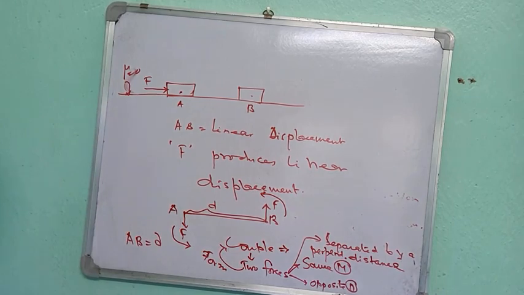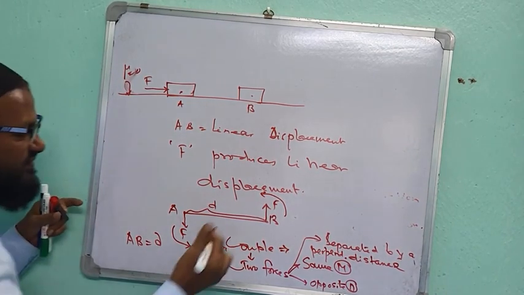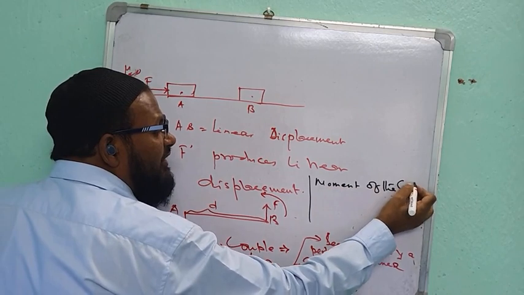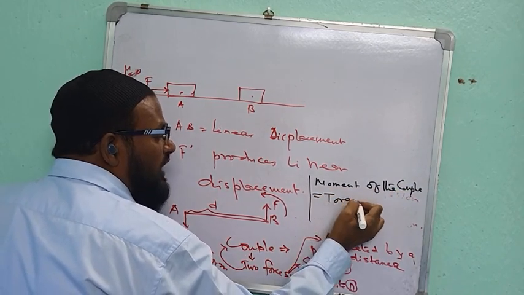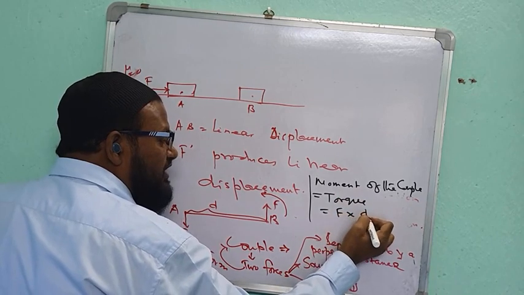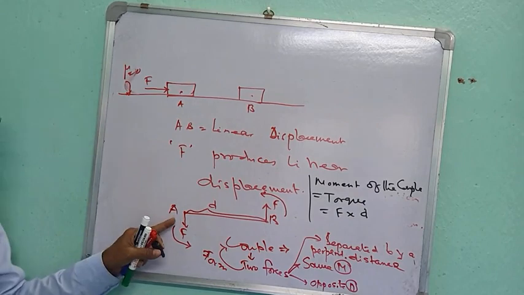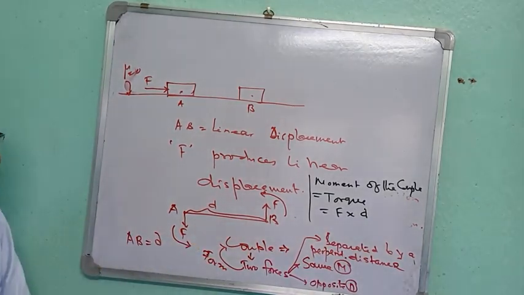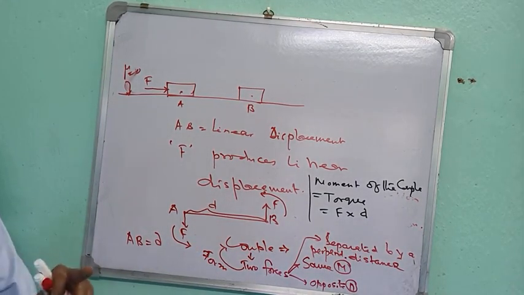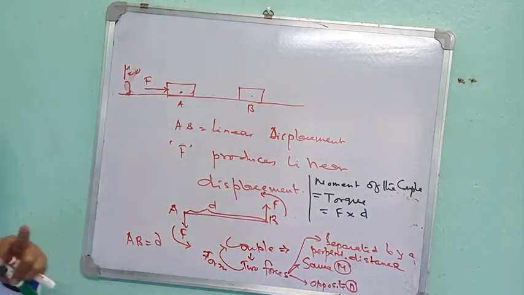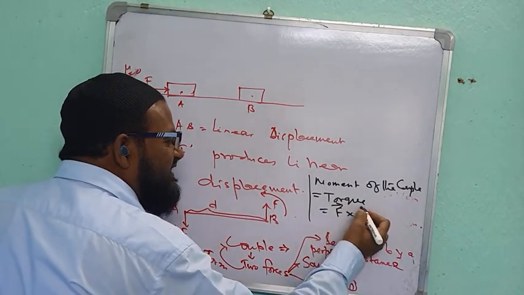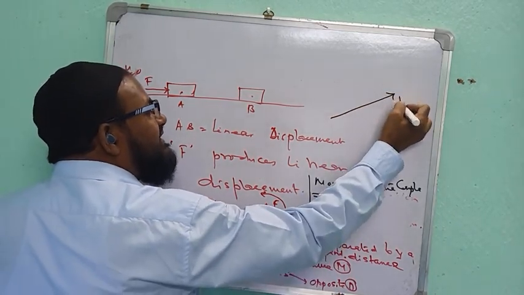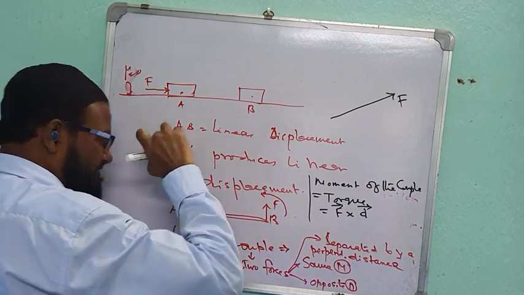I am writing here. Moment of the couple. This is known as torque, and that equals one force into perpendicular distance. Clear? One force into perpendicular distance. In this case, please, I am writing here. This is one force.